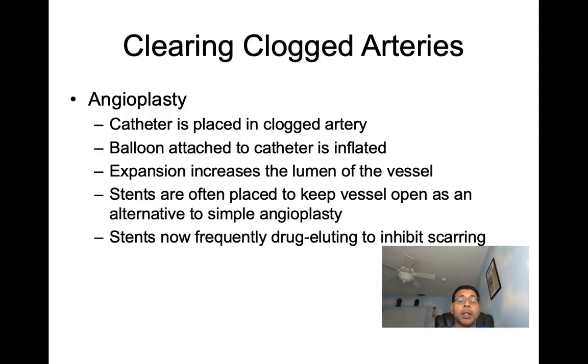And then next here we can see clearing clogged arteries. We have a procedure called an angioplasty where a catheter is placed in the clogged artery and then a balloon that's attached to the catheter gets inflated. The expansion increases the lumen of the vessel. And then we can see stents are often placed also to help keep blood vessels open.